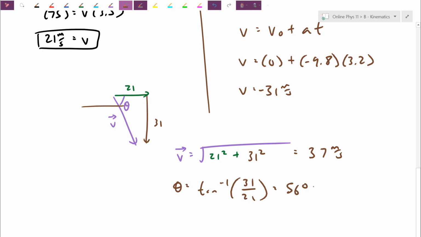Do not say south of east. This is a side view problem. So this one is below the horizontal. If you track the horizontal, it's just straight left and right. I'm aiming 56 degrees from the horizontal.